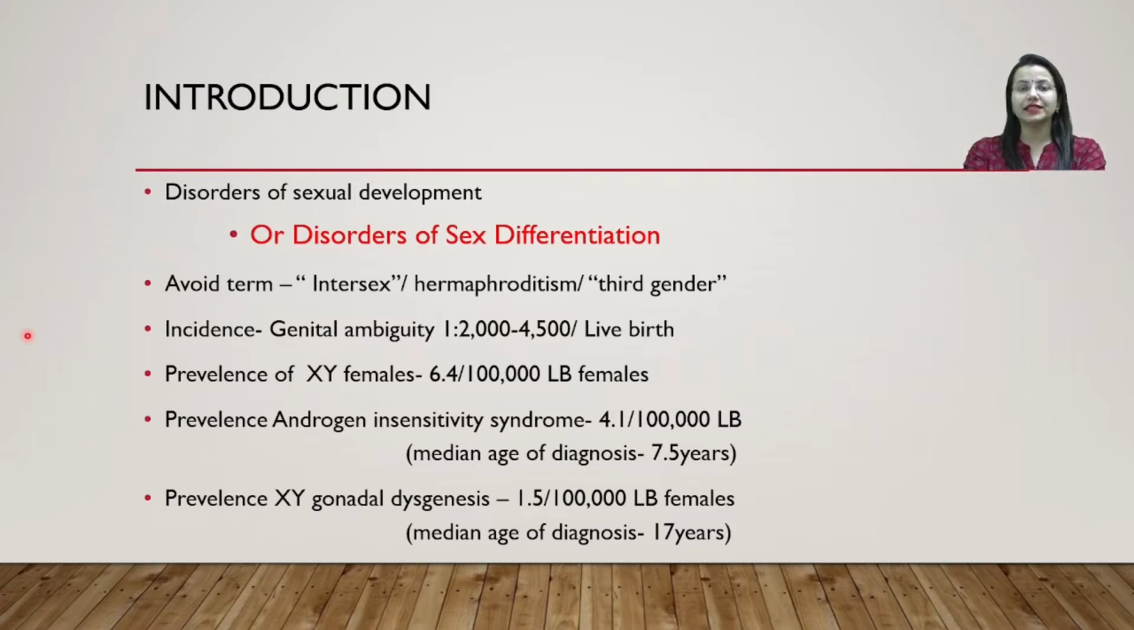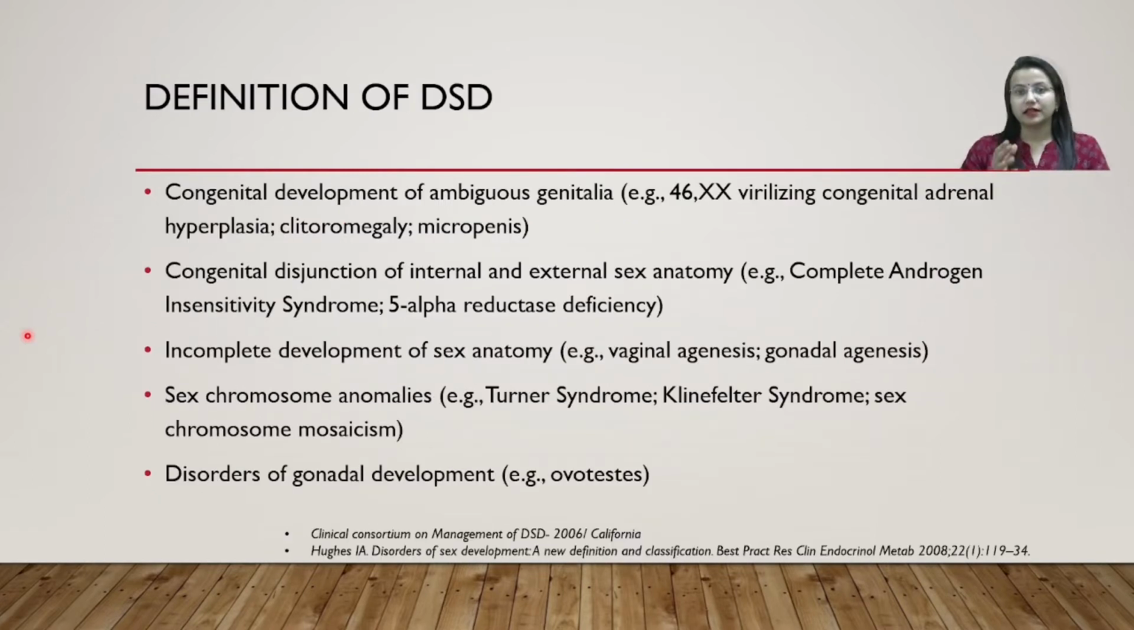Overall incidence of genital ambiguity is around 1 in 2000 to 4500 live births, while the prevalence of different types of DSDs like XY females is 6.4 per lakh live-born females, androgen insensitivity syndrome 4.1 per lakh live-born babies, XY gonadal dysgenesis 1.5 per lakh live-born females. So, the disorder of sexual differentiation is a very complex and complicated anomaly which is also controversial in various aspects. What are the various types of DSDs?